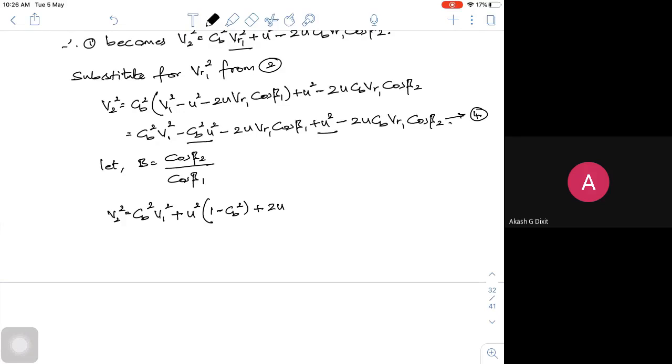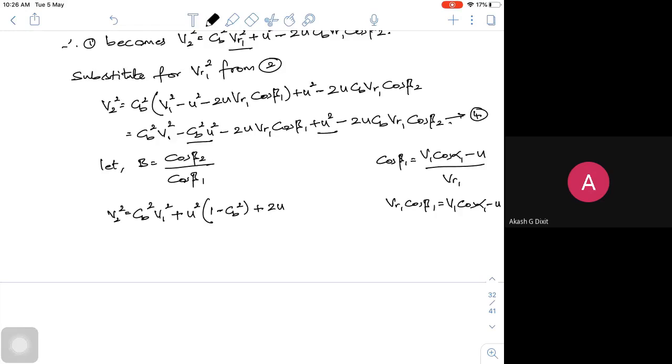Okay, so what is my VR1 into cos beta 1? Already we have defined it. If we go back and see, what is my cos beta 1? Already we have written that cos beta 1 is equal to V1 cos alpha 1 minus U divided by VR1. So I can write VR1 cos beta 1 is equal to V1 cos alpha 1 minus U.